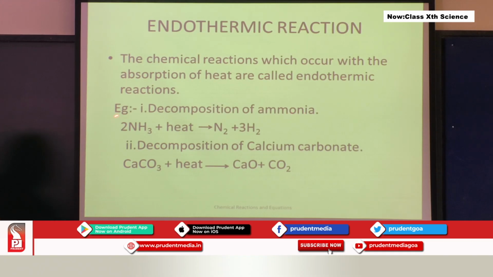Decomposition of ammonia. When ammonia is decomposed, it has to be heated. So, heat is supplied for the reaction to occur. So, heat is absorbed here. So, it is an example of endothermic reaction. The same with calcium carbonate. When calcium carbonate is heated, only when it is heated, it decomposes to form calcium oxide and carbon dioxide. That means calcium carbonate, to react, has to absorb heat. Hence, in this reaction, heat is absorbed, so it is called an endothermic reaction.